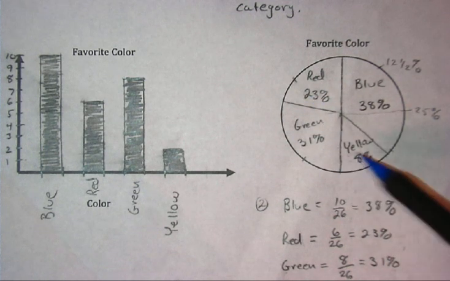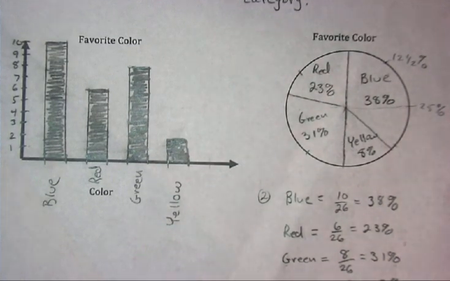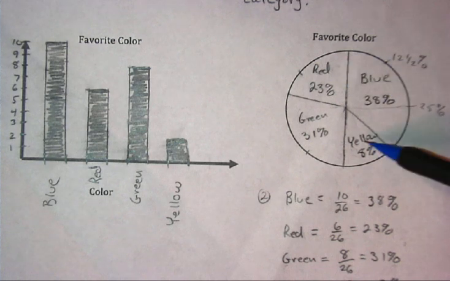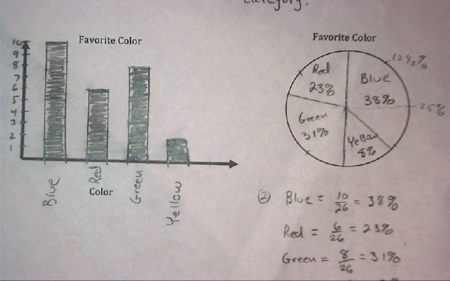And then the last two are green and yellow, and I'm just going to estimate where those are going to be. The important thing here is that it has a title, and that when you put the color in each one of the spaces, you also include the percent. So even if it's not exactly correct size, we know what the percentage is as long as it's close.